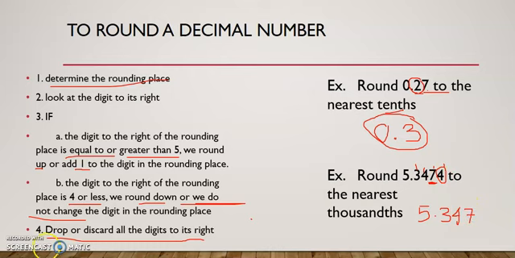7. The last part is drop or discard all the digits to its right. Tanggalin mo na lahat ng nasa kanan niya. So, mawawala na yung 4. So, if you round 5 and 3,474 ten thousandths to its nearest thousandths, the answer would be 5 and 347 thousandths. Okay.